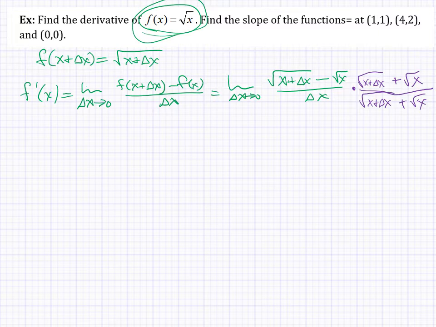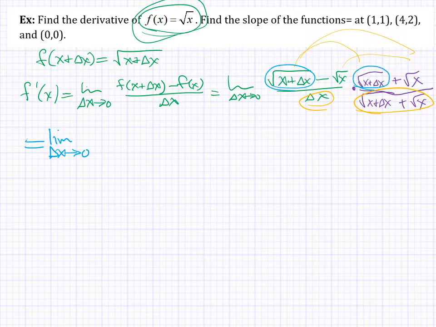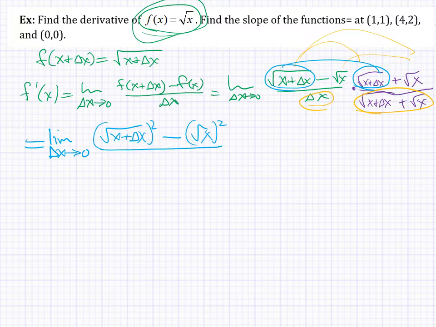If I multiply by that, what it'll allow me to do is in the numerator, when I multiply all this out, I can invoke the difference of squares formula, which is what we use in this rationalizing concept. In the denominator, I'll just have this times this, which is fine. We'll just leave that. And what do we end up with? The limit as delta x goes to 0 of the square root of x plus delta x squared, because this times this, minus the square root of x squared. Remember, we're using the difference of squares formula. And what that'll do is simplify those square roots.